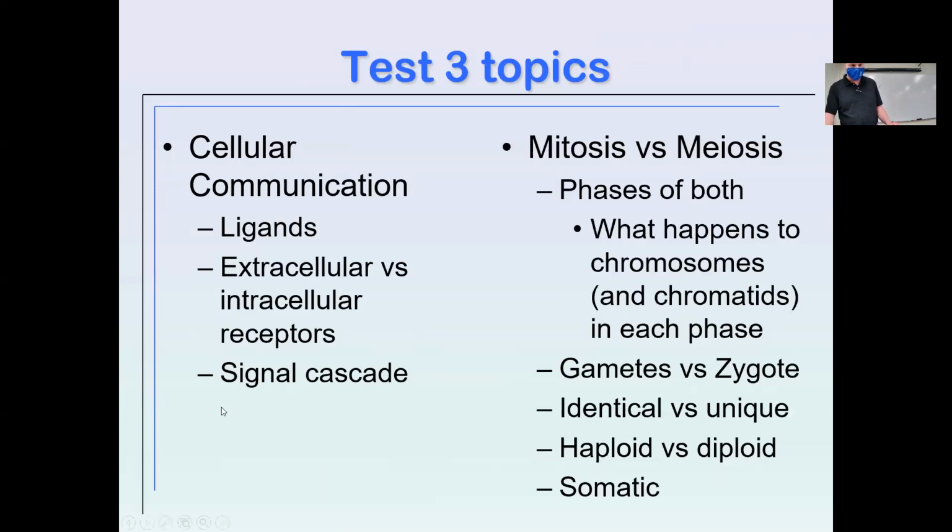probably, I don't know, I may not ask this, but talked about apoptosis. Things I'm noticing I forgot to put on the second. Apoptosis. And again, meiosis and mitosis.